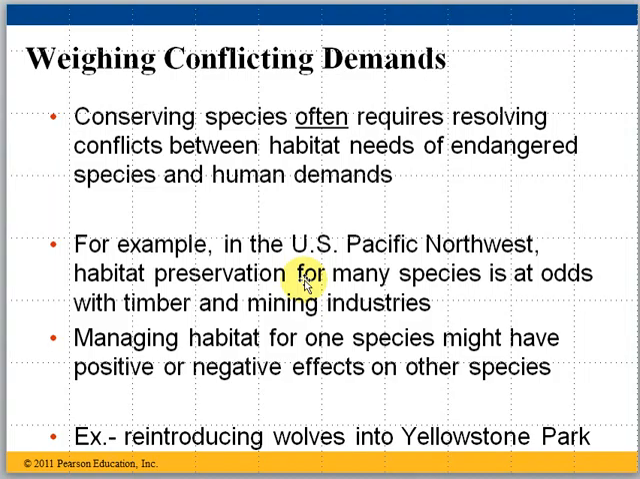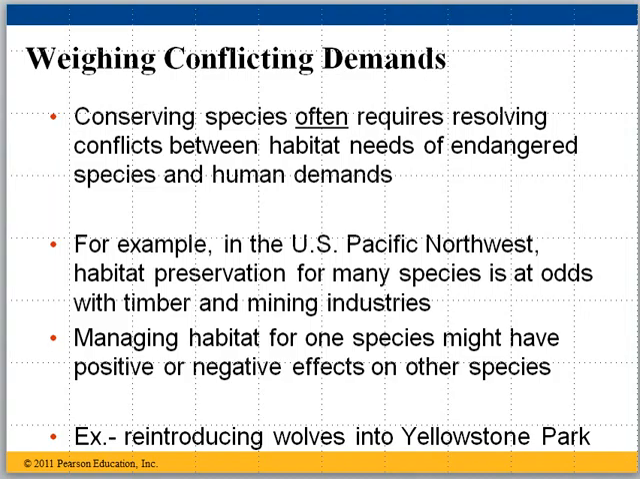That's a problem that starts off as a biology problem, but it ends up as a social problem and a political problem. It gets into all the other aspects of our life as humans. For example, in the U.S. Pacific Northwest, habitat preservation for many species is at odds with timber and mining industries. If you want to protect certain species, you have to go against the needs and desires of timber and mining industries and home building industries and things of that nature.